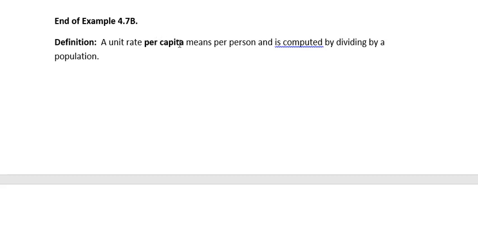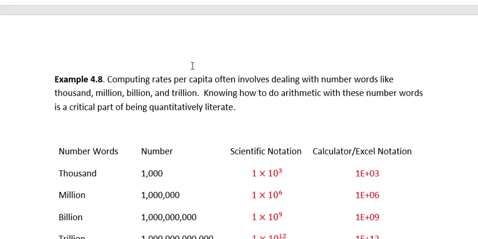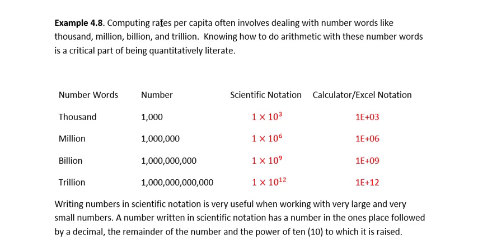So a unit rate per capita means per person, and is computed by dividing by a population. All right, so we're going to look at a unit rate, but it's going to be per person. Computing rates per person involves dealing with number words like thousands, millions, billions, trillions. Knowing how to do this arithmetic is really important.